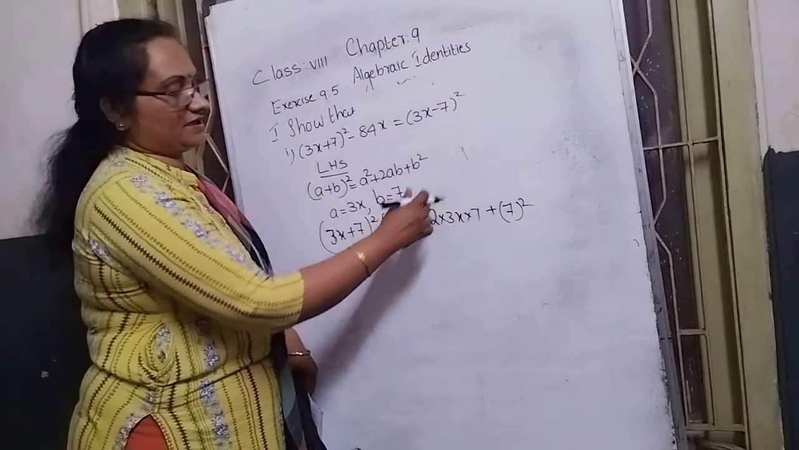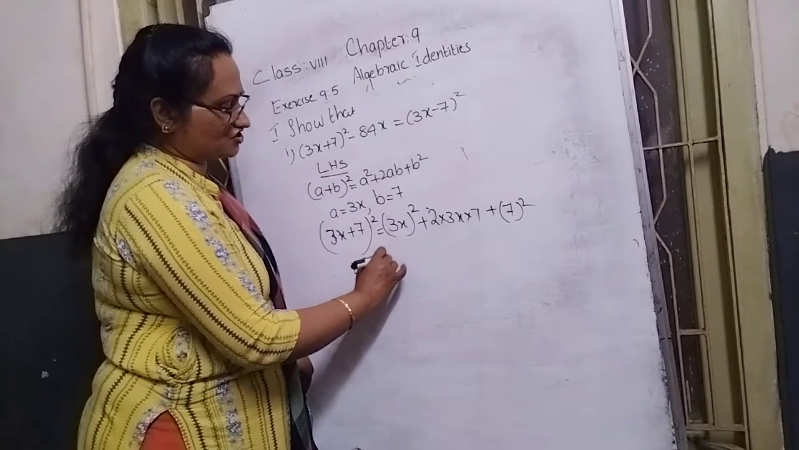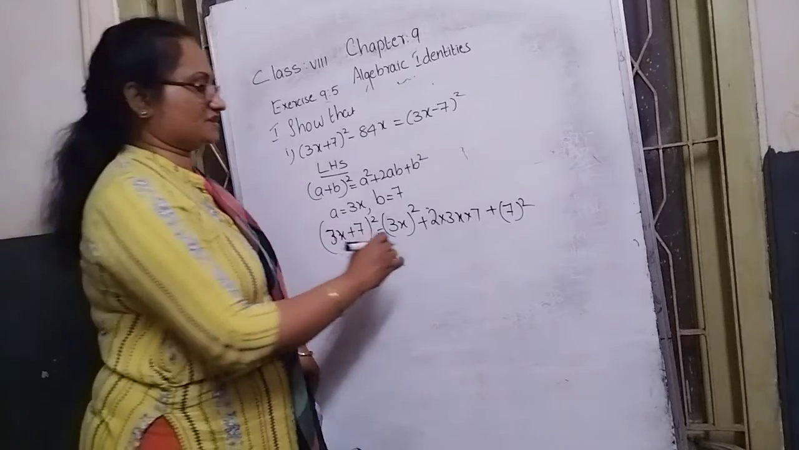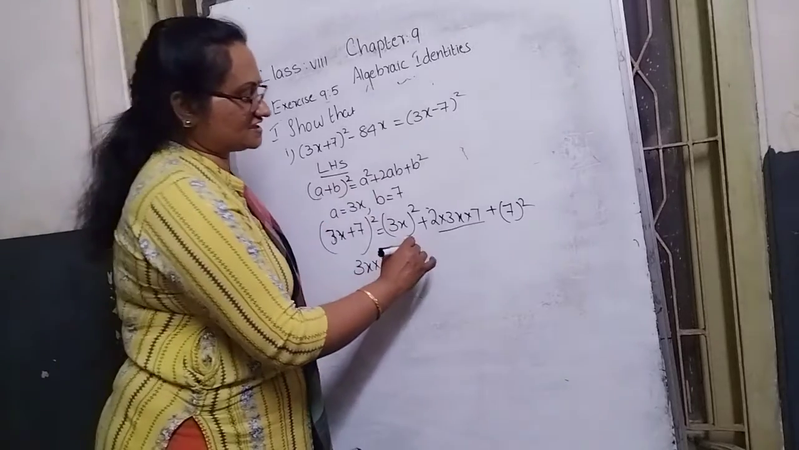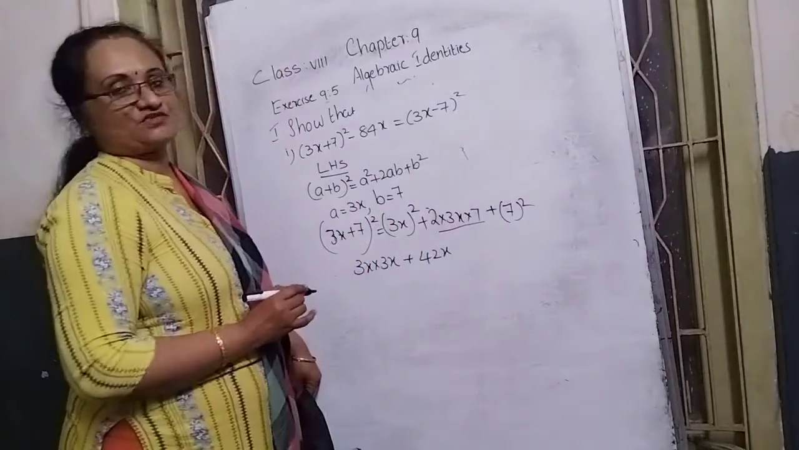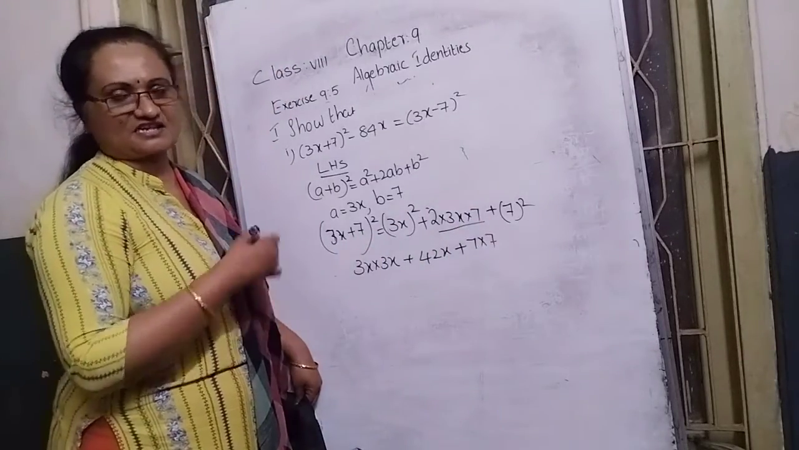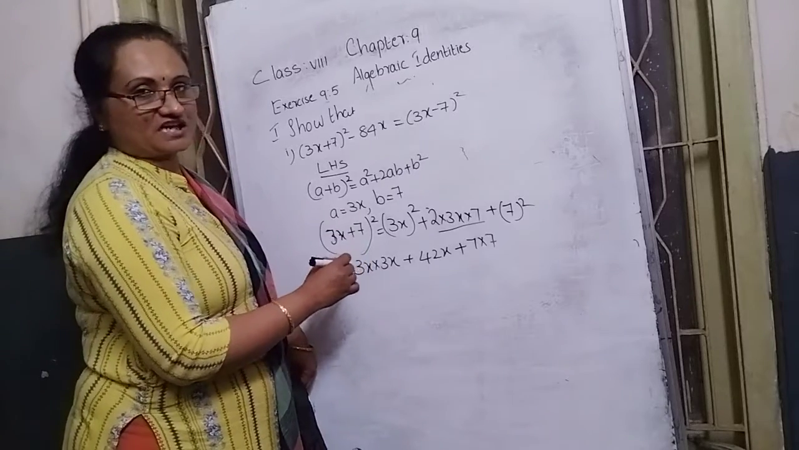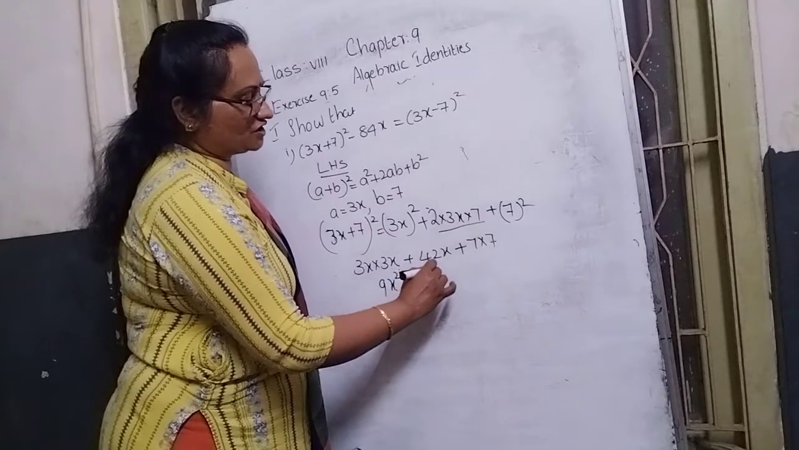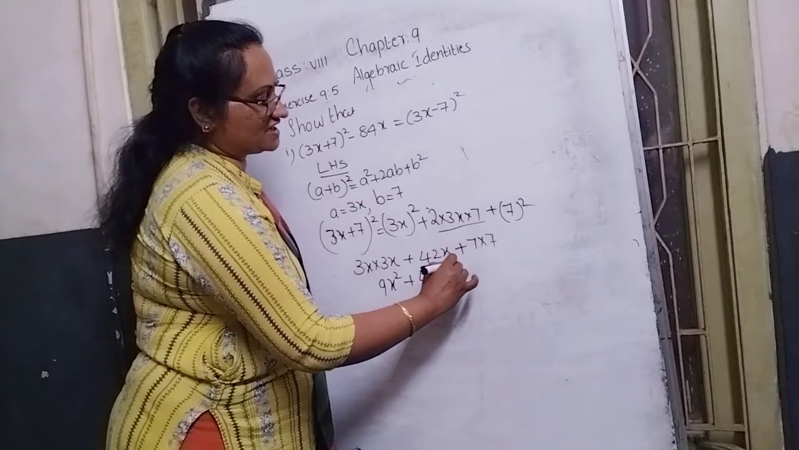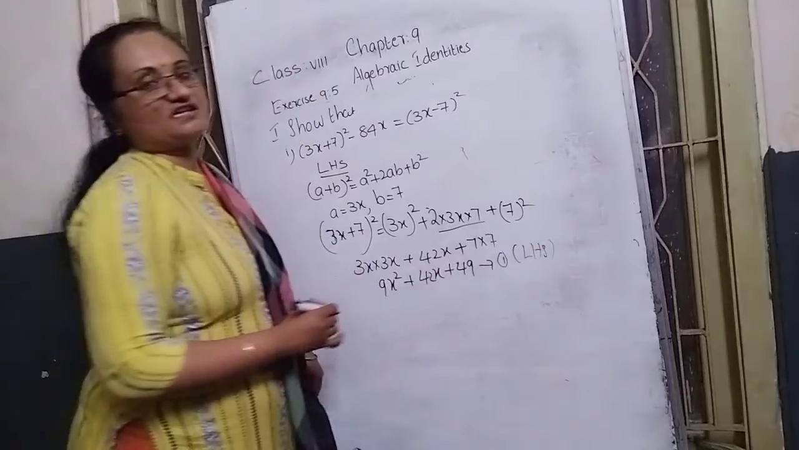Again, left side part leave, right side part: 3x the whole square. 3x is how many times right term multiply? 2 times right term multiply. Plus, this is the second term: coefficients 2 3s are 6, 6 into 7 become 42x, plus 7 square means 7 into 7. 3 into 3 is coefficient 9, variable x into x becomes x square. Then plus 42x plus 7 7s are 49. Mark it as equation, and this is our LHS part.